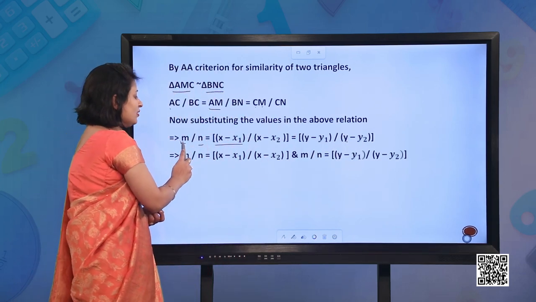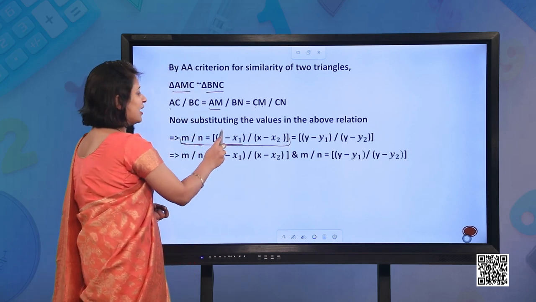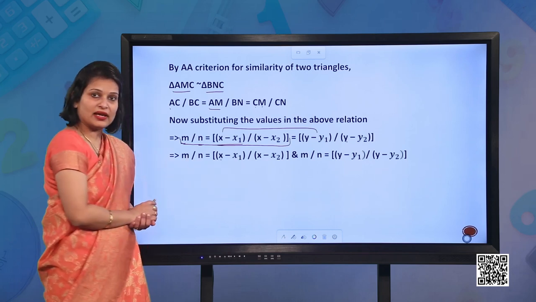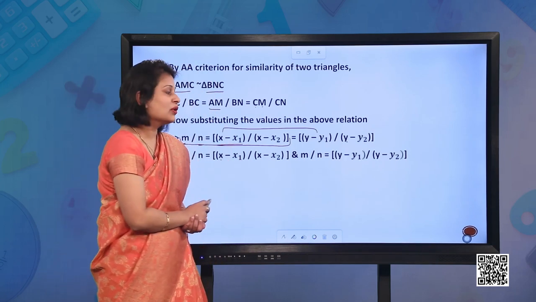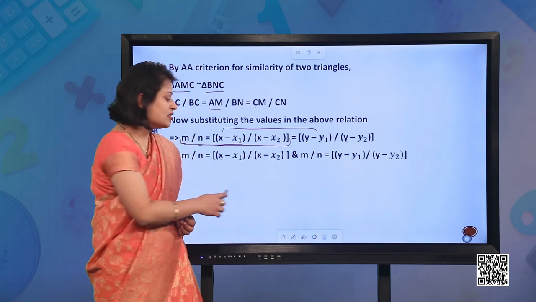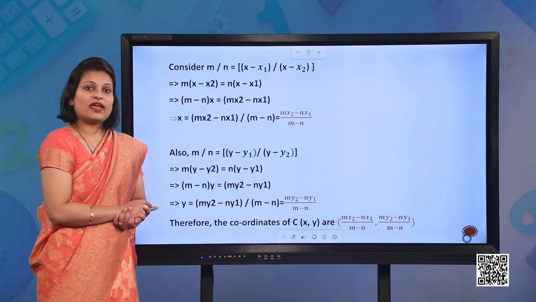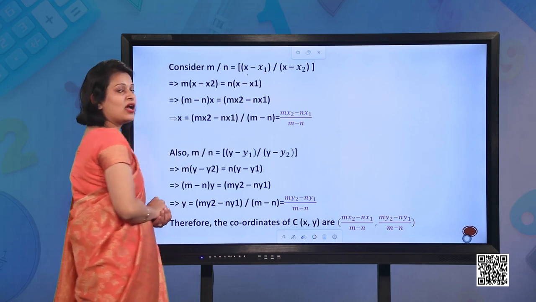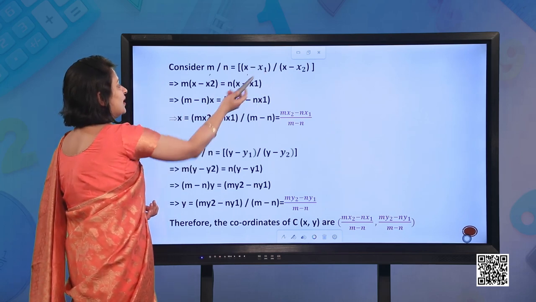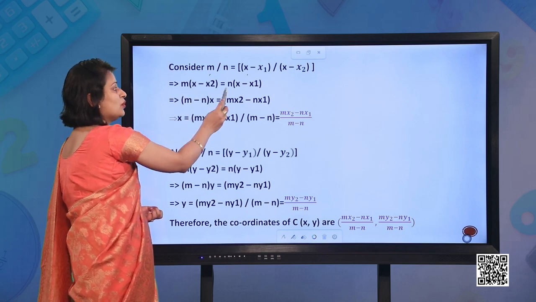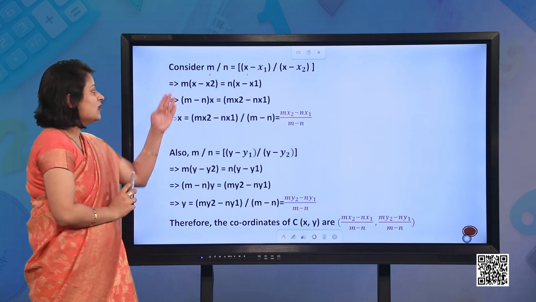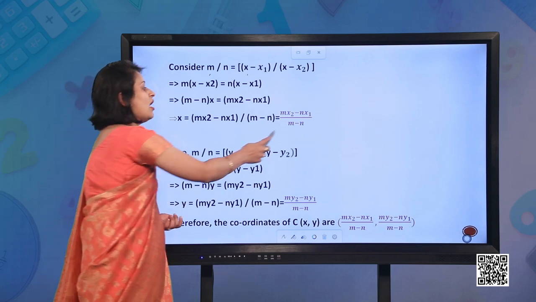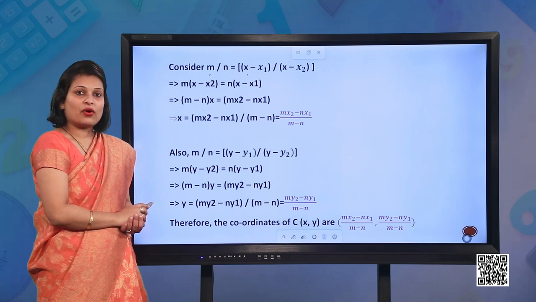So you can write that m upon n is equal to (x minus x1) upon (x minus x2), and m upon n is equal to (y minus y1) upon (y minus y2). Now, we need to calculate the values of x and y. For this, first consider m upon n equals (x minus x1) upon (x minus x2). Now cross multiply, what will you get? m(x minus x2) is equal to n(x minus x1). Solve for x, and you will get x as (mx2 minus nx1) upon (m minus n). And now for the y coordinate, what will you do?